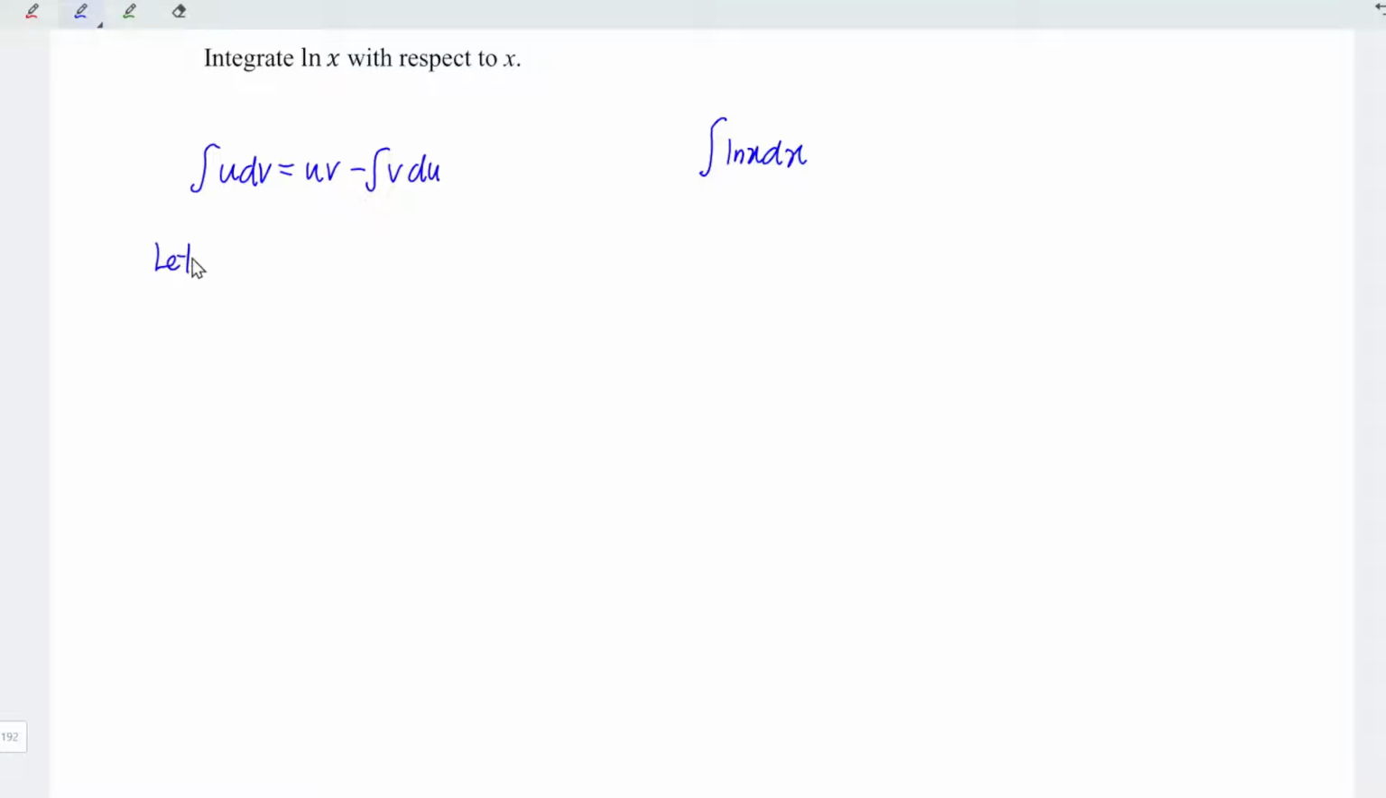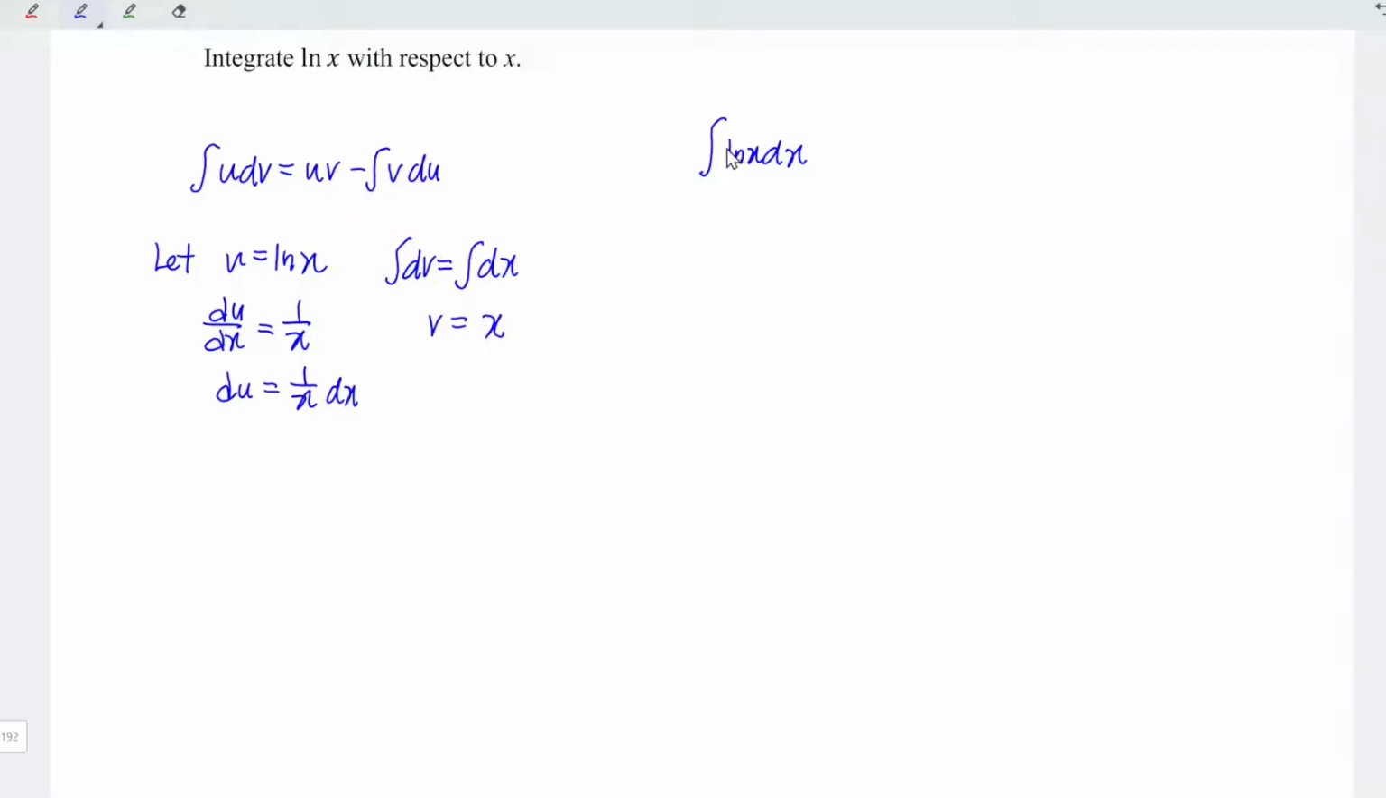We can let u be equal to ln x, while the integral of dv is equal to the integral of dx. When we differentiate u with respect to x, we should obtain 1 over x, which means that du is equal to 1 over x dx. Integration and differentiation cancel each other, and we are left with v, so on the right hand side we have x.